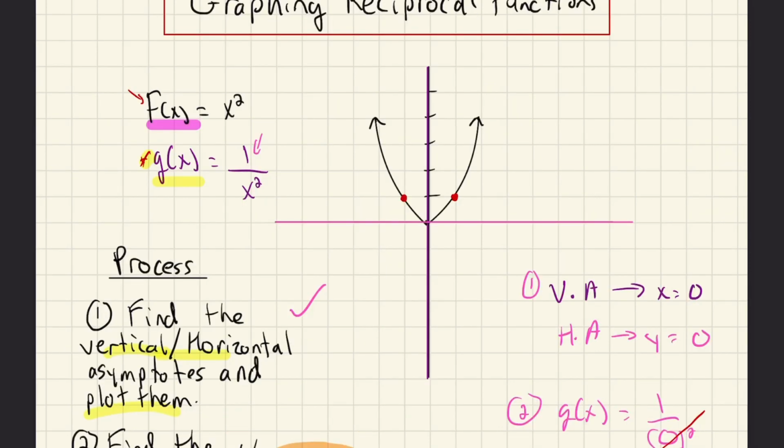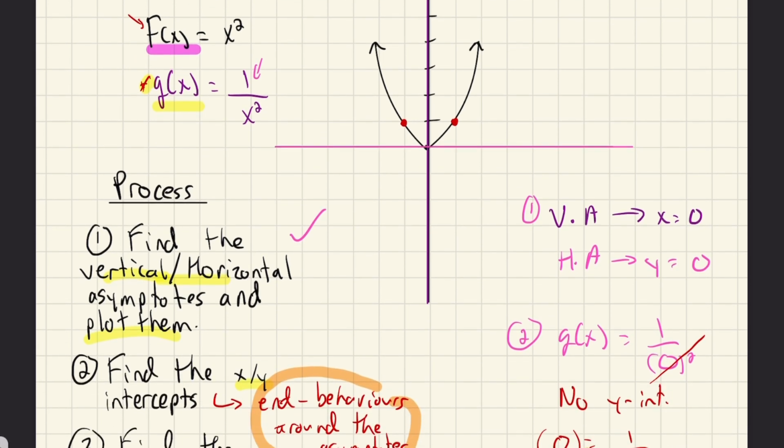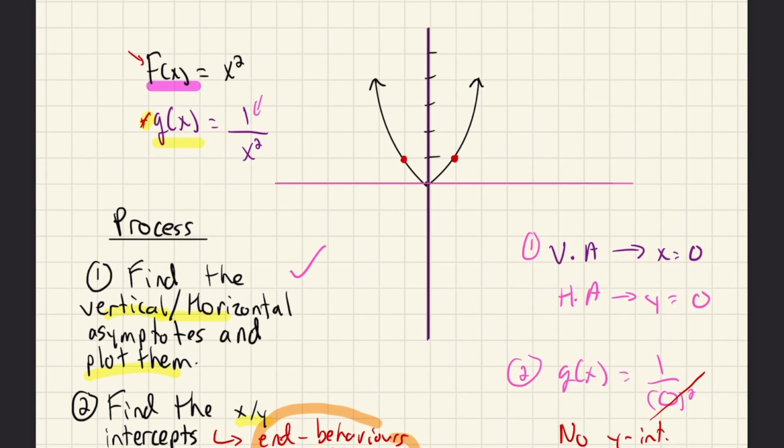Now, since there are no other points to consider and we cannot cross the purple or pink lines, then the end behaviors are not really necessary to find because we know that they're just going to approach the asymptotes. So your reciprocal graph will really just end up looking, well, like this. And it couldn't be anything else since it has to come from those points. But this is not always going to be the case.